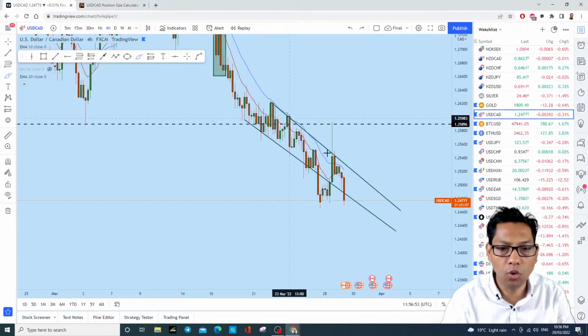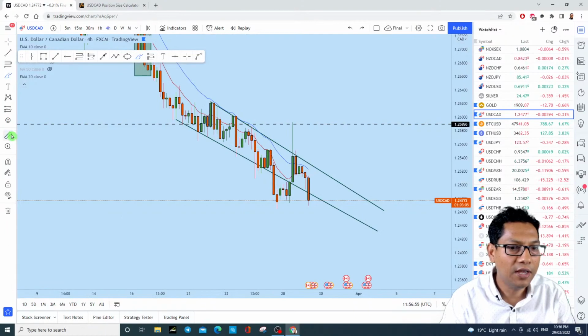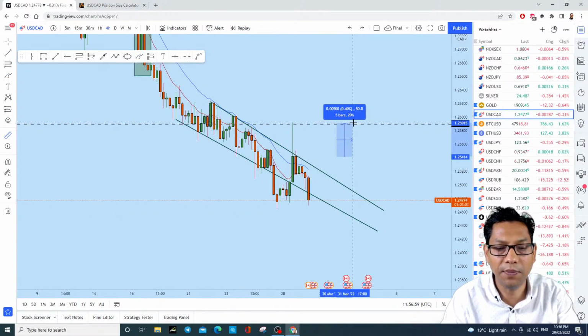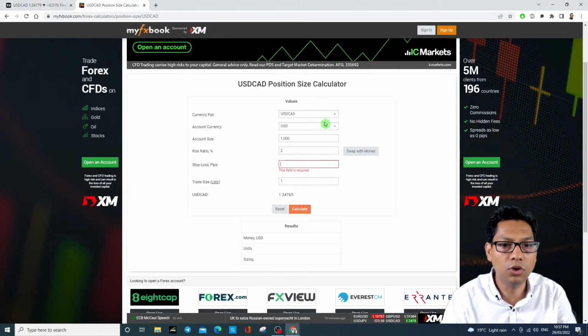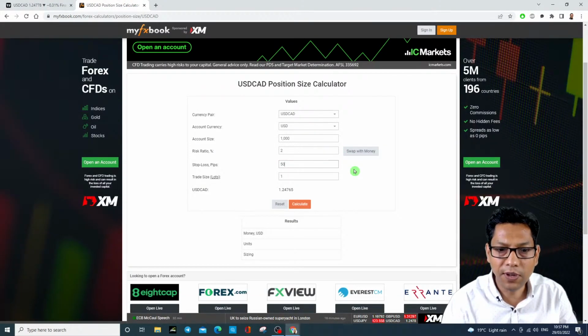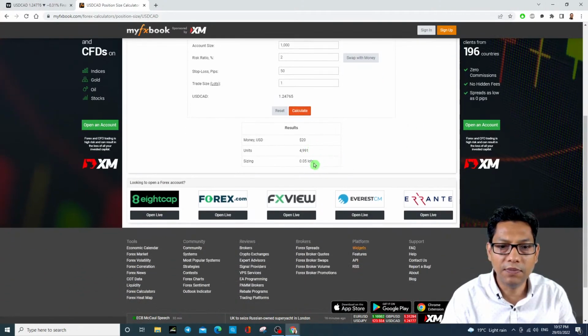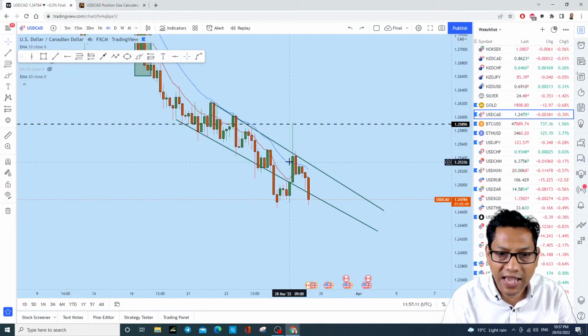Stop loss pips. Now go to here. Let's say you want to trade from this week, with a 50 pip stop loss. What you will do is place 50 pips and then calculate. It will take you less than a minute. That means you need to sell 0.05 lot, then sell from here.